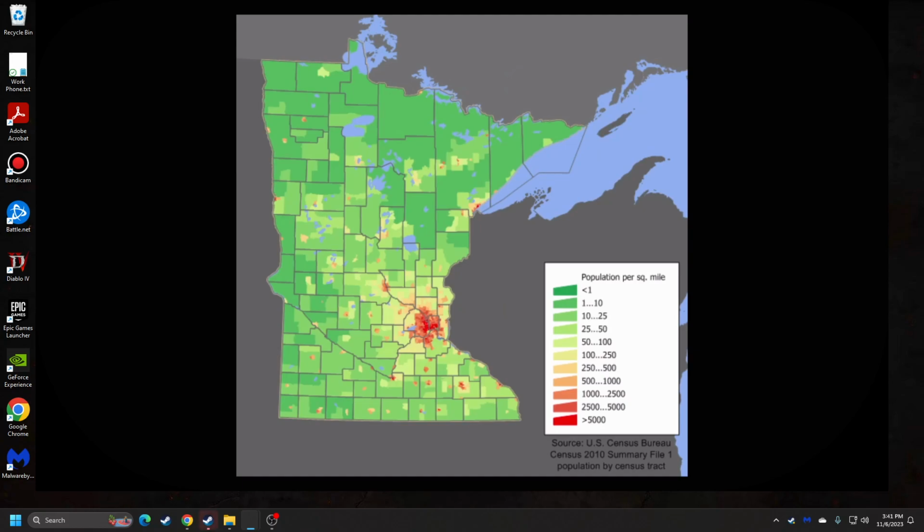The picture is a map of a state in the United States, which appears to be Minnesota. The map is color-coded to represent the population density per square mile based on data from the U.S. Census Bureau in 2010. On the right side of the image, there is a legend that explains the color coding. Green represents areas with less than 1 person per square mile. Light green represents areas with 1 to 10 people per square mile. Yellow represents areas with 10 to 25 people per square mile. Light orange represents areas with 25 to 50 people per square mile. Orange represents areas with 50 to 100 people per square mile. Dark orange represents areas with 100 to 250 people per square mile. Red represents areas with 250 to 500 people per square mile. Dark red represents areas with 500 to 1,000 people per square mile. Maroon represents areas with 1,000 to 2,500 people per square mile. Dark maroon represents areas with more than 5,000 people per square mile. The map itself is mostly green and light green, indicating low population density in most areas. However, there is a concentrated area of red, dark red.